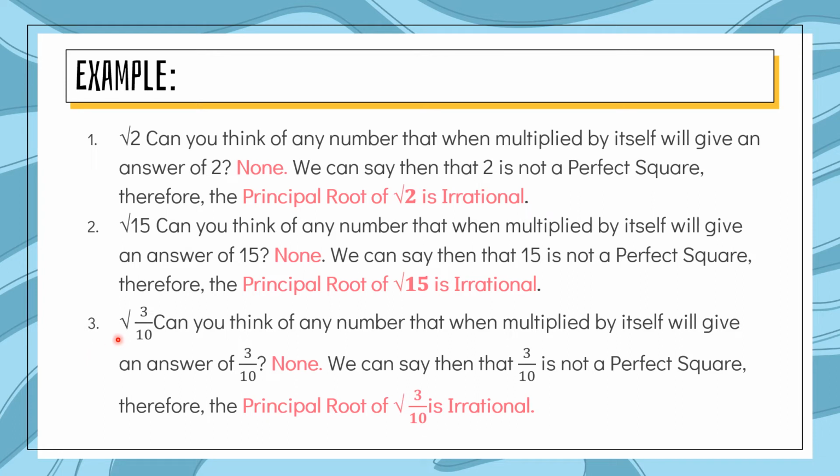Number 3, square root of 3 over 10. Can you think of any number that when multiplied by itself will give an answer of 3 over 10? None. We can say then that 3 over 10 is not a perfect square. Therefore, the principal root of square root of 3 over 10 is irrational.